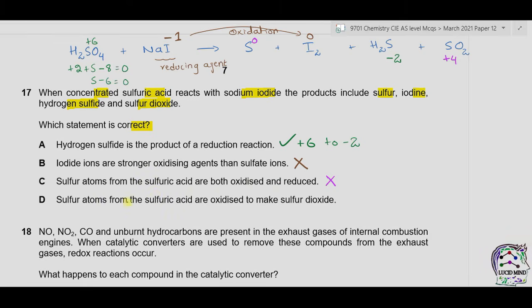For D, sulfur atoms from the sulfuric acid are oxidized to make sulfur dioxide. Now from +6 to +4 is reduction, it is not oxidation. Correct answer is therefore A.